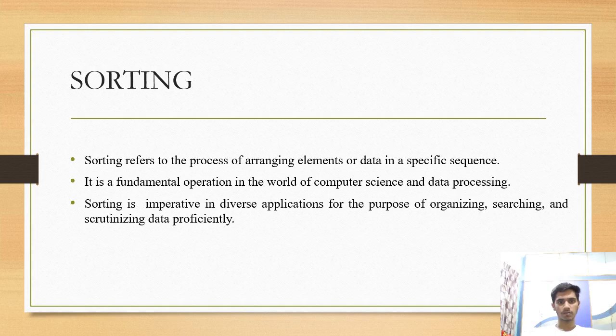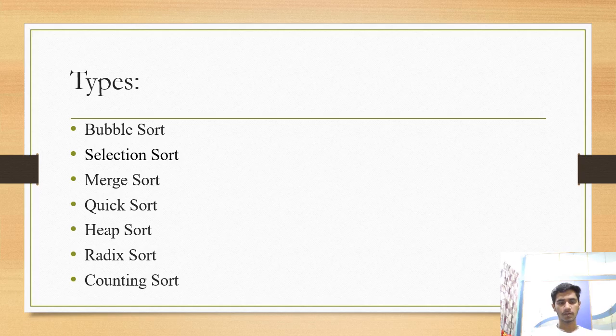Sorting. Sorting refers to the process of arranging elements or data in a specific sequence. It is a fundamental operation in the world of computer science and data processing. Sorting is imperative in diverse applications for the purpose of organizing, searching, and scrutinizing the data proficiently. Some types of sorting are bubble sort, selection sort, merge sort, quick sort, heap sort, radix sort, and counting sort.